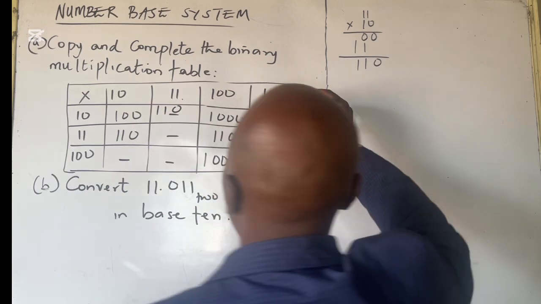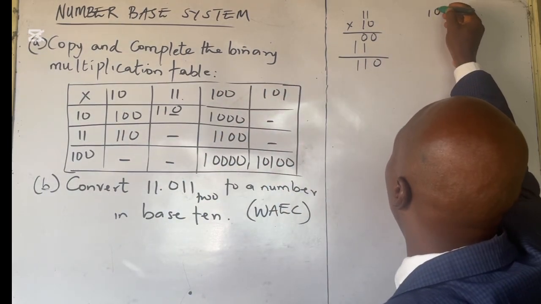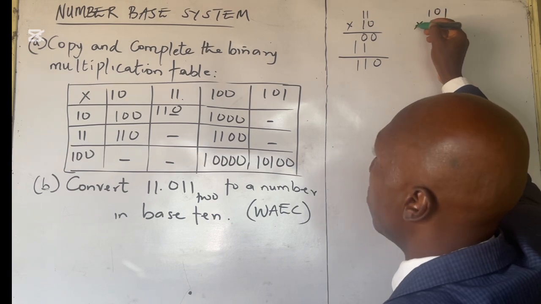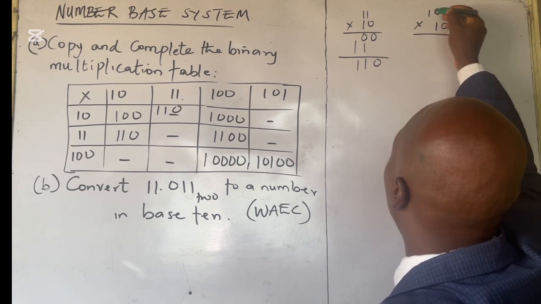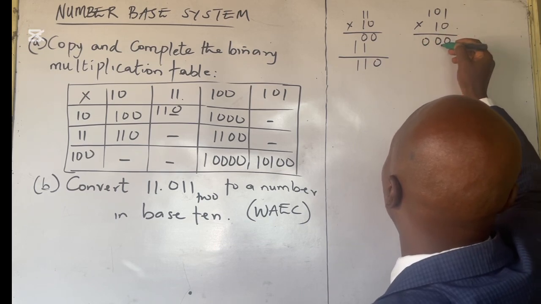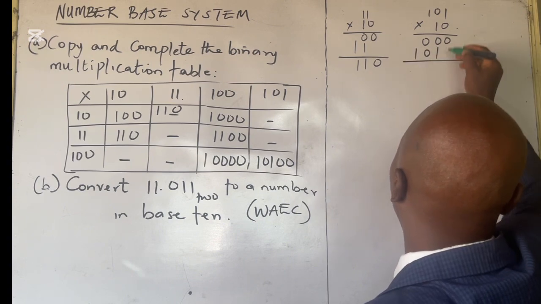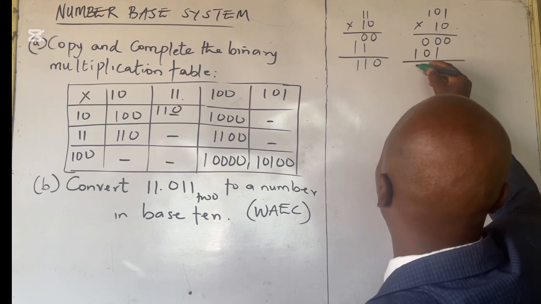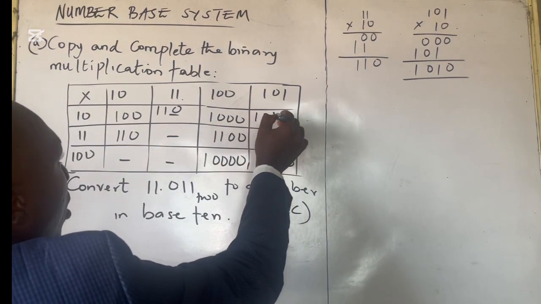Let's go to the next one. 1, 0 and this. So we have 1, 0, 1 times 1, 0. 0 times 3 digits. 1 times 3 digits. That's 1, 0, 1. Let's add up. 0, 1, 0, 1. So the answer to this one now is 1, 0, 1, 0.